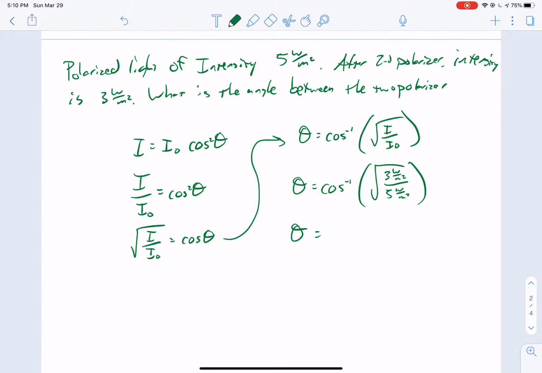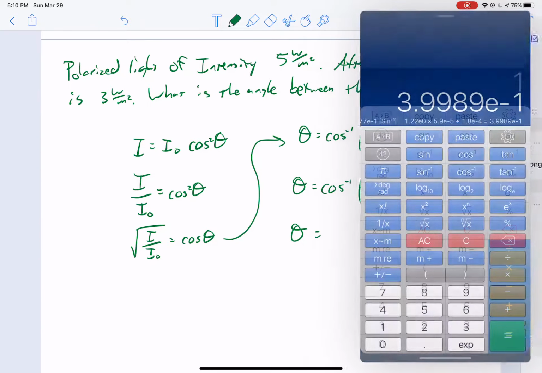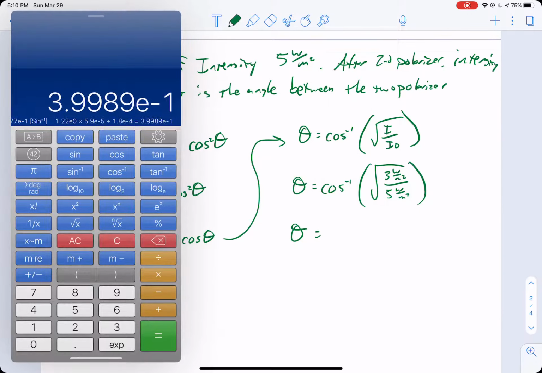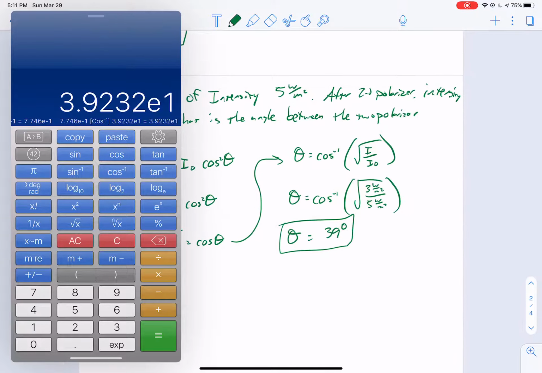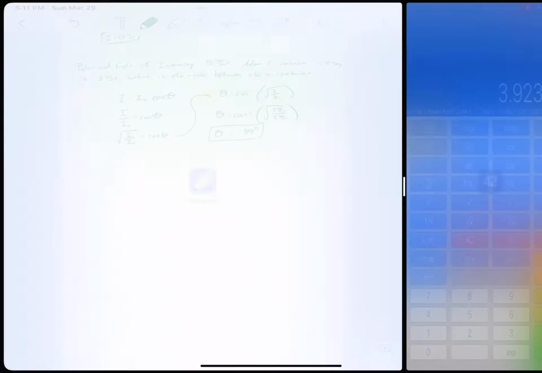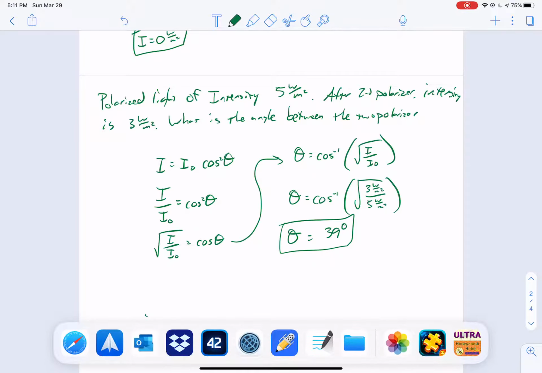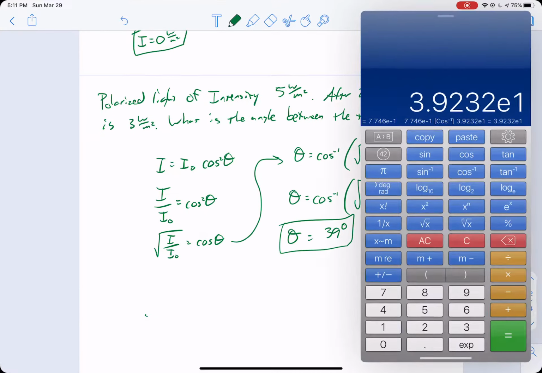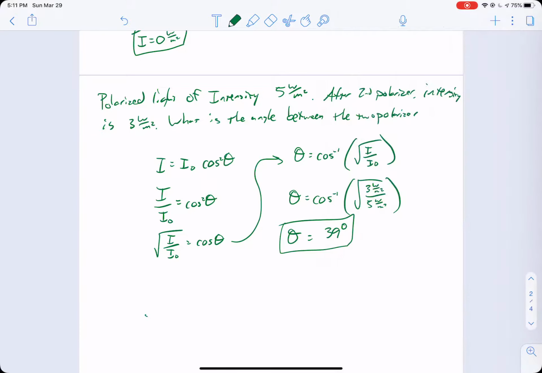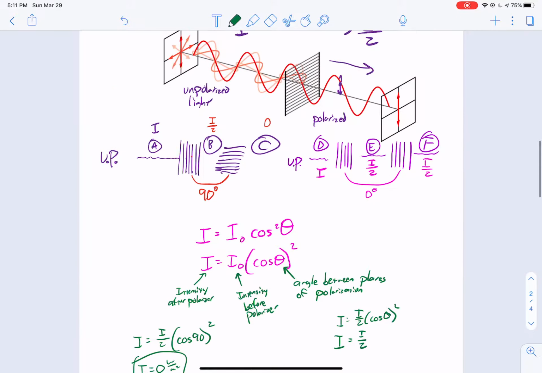And if we do that math, let's clear everything out. 3 divided by 5. I'm going to square root that. I'm going to take the inverse cosine, and that's going to give me an angle of 39 degrees. The angle between those two should be 39 degrees. Okay. So that is how Malus's law works.